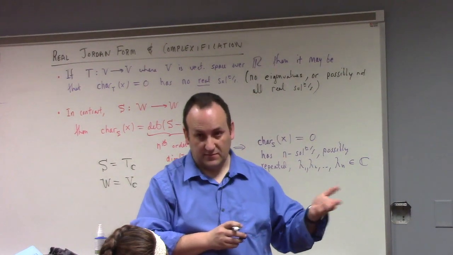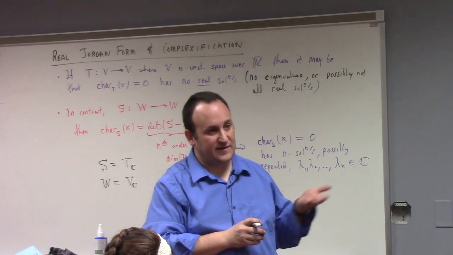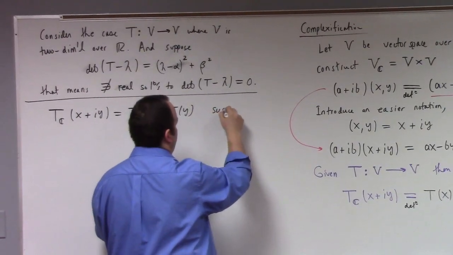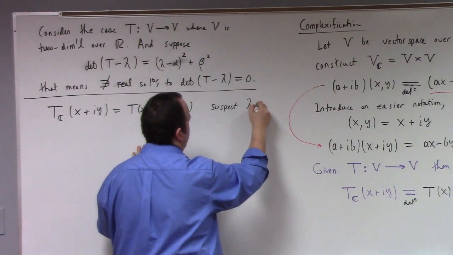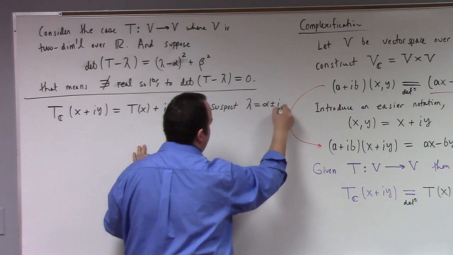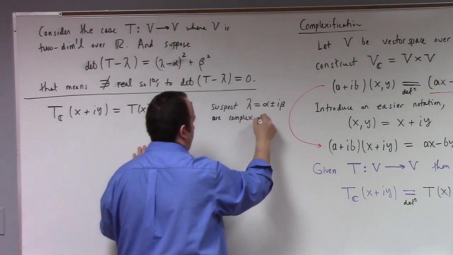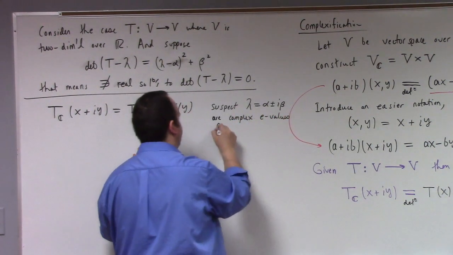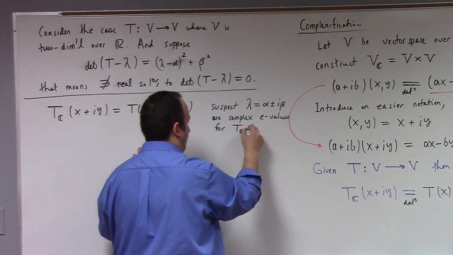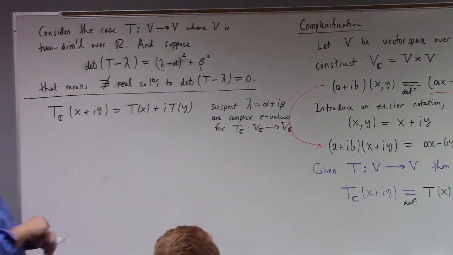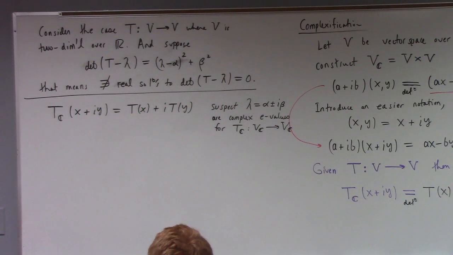It's a complex eigenvalue. That makes sense for the complexification because it's a complex linear operator. It can have a complex eigenvalue. What do you think we suspect? I suspect that lambda equals alpha plus or minus i beta are complex eigenvalues for T sub c. How can we check that?